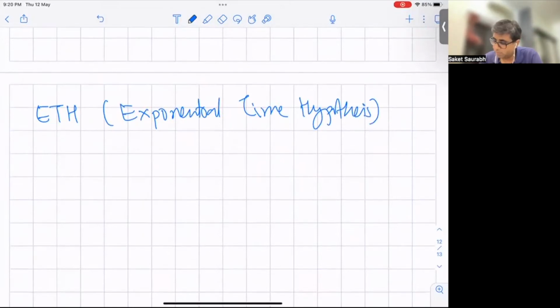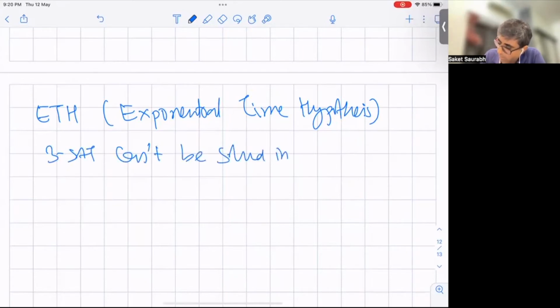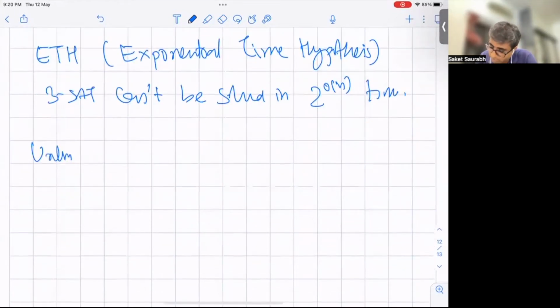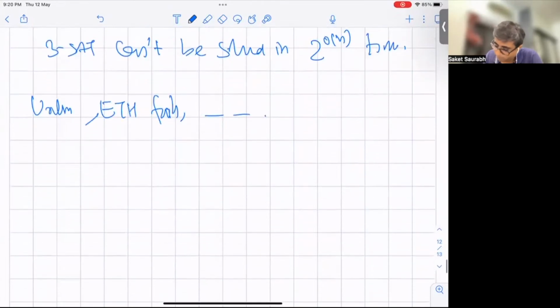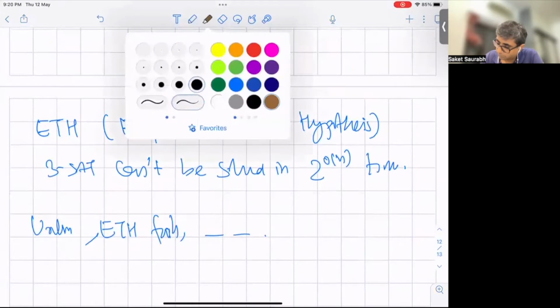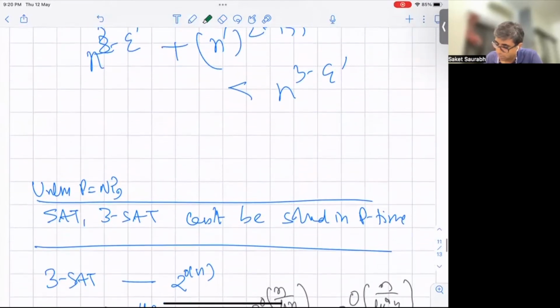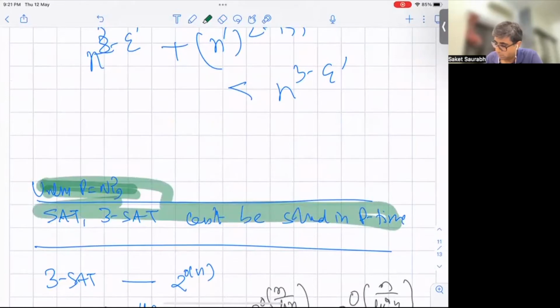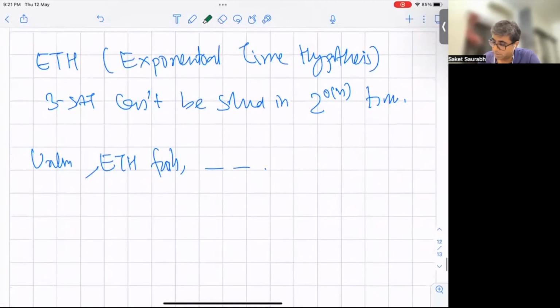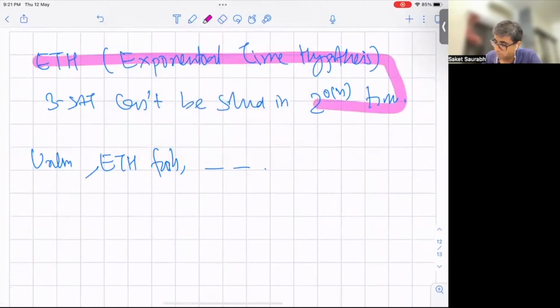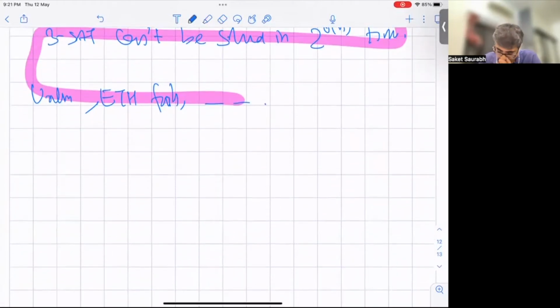So what is the exponential time hypothesis, or ETH? It basically says 3SAT can't be solved in 2 to the power little-o of n time. That's it. Once this is an assumption, you will see a lot of theorems people prove unless ETH fails, and so on. So this is our first assumption of the world. This is our second assumption of the world. And there's a third one, which is very powerful.